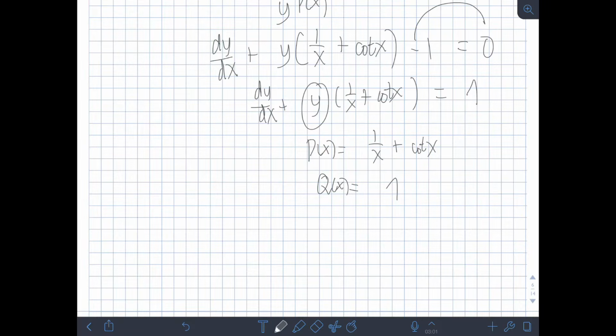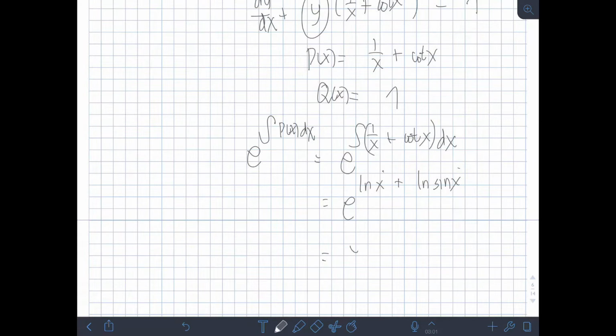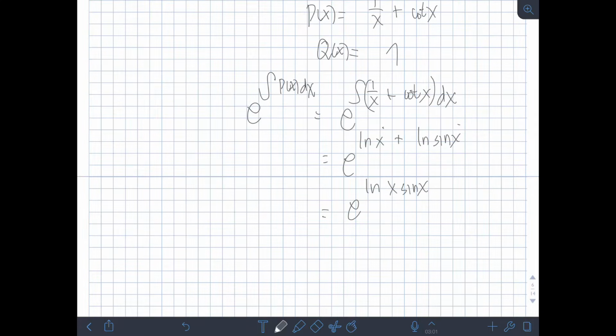So therefore, hanapin na natin yung integrating factor. e raised to integral ng p of x dx. So we have e raised to integral nung p of x, which is 1 over x plus cot x, dx. So we have e raised to integral nung 1 over x is ln x plus integral nung cot x is ln sin x, right? So, pwede nating pagsamahin to, e raised to ln, product rule for logarithm, x sin x, and then makakancel natin tong ln kasi e raised to ln tayo, property of logarithm, magiging x sin x na lang. So, therefore, ito yung integrating factor natin.